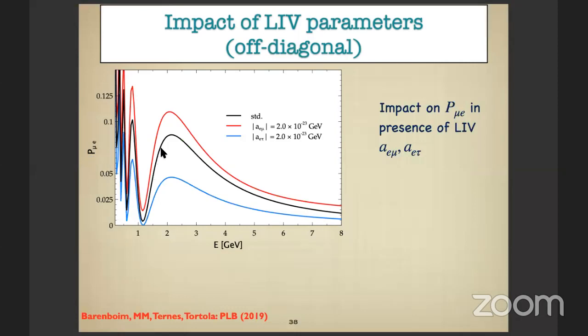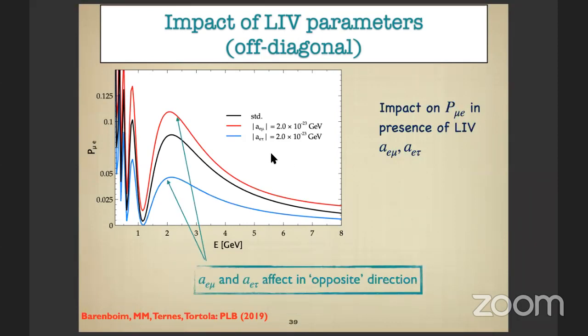As before, we have plotted P mu e as a function of energy, with this black line, and in this red and blue line we have taken one LIV parameter, A e mu and A e tau respectively, with the same value. We see that A e mu and A e tau affect the standard probability in, quote unquote, opposite ways. One increases the probability and the other decreases the probability. Actually, when we derive the expression of oscillation probability in presence of LIV, we can see that there is a relative sign between this A mu term and A tau term, which gives rise to this effect. And this kind of opposite effect becomes very important later, as we'll see in a few minutes.